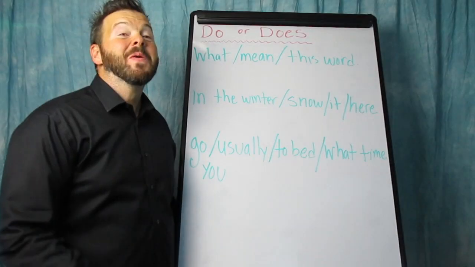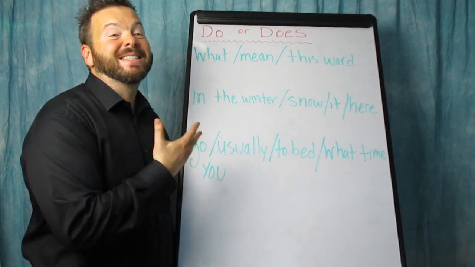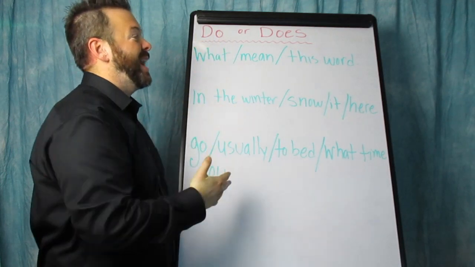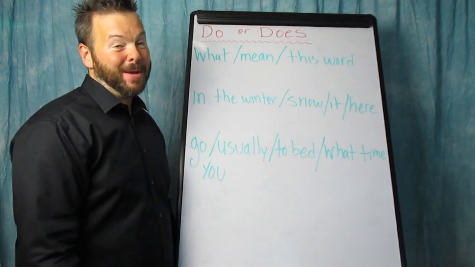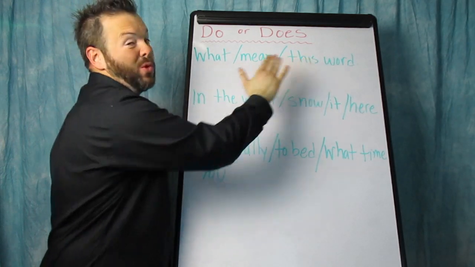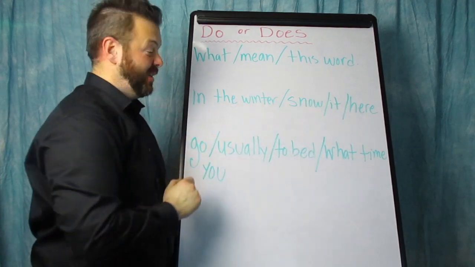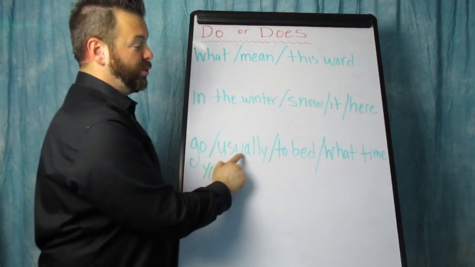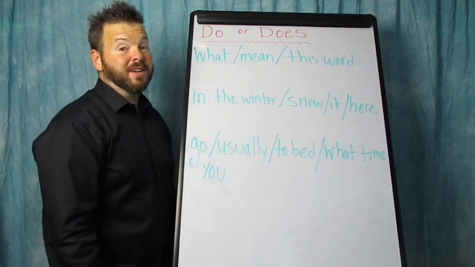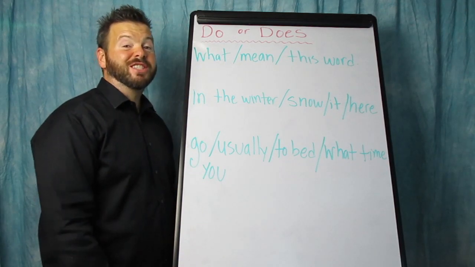Okay, before we end our lesson for today, let's do these last words together of do or does, and let's make wonderful questions with them. Let me read them for you. What mean this word? In the winter, snow it here. Go usually to bed what time you? Pause the video, write everything down, and when you come back, we'll make the questions together.